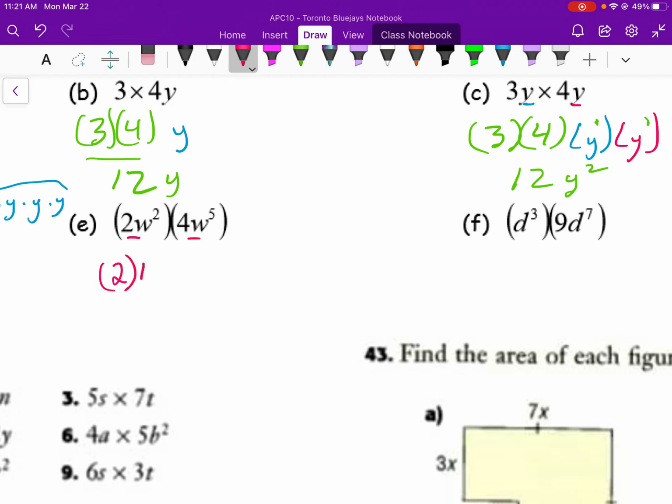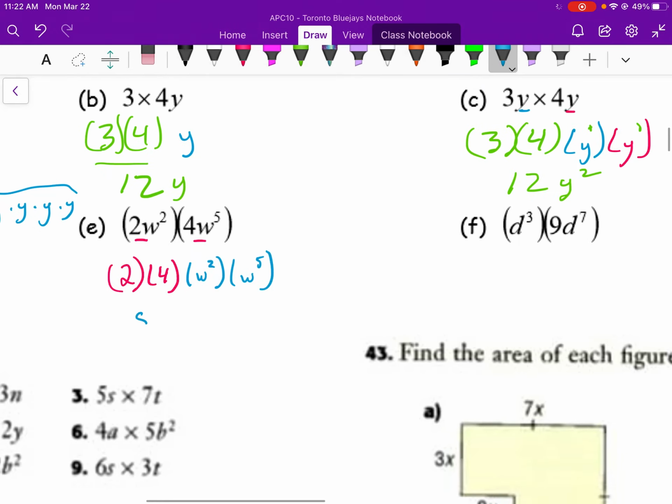So I'm going to treat this as 2 times 4. So I've split this up. I'm treating the coefficients separately. Now, w squared times w to the power of 5. So I have on the left my coefficients, on the right my variables, and 2 times 4 is 8. W to the power of 2 times w to the power of 5 is you add those exponents. It's w to the power of 7. I hope all is good here.